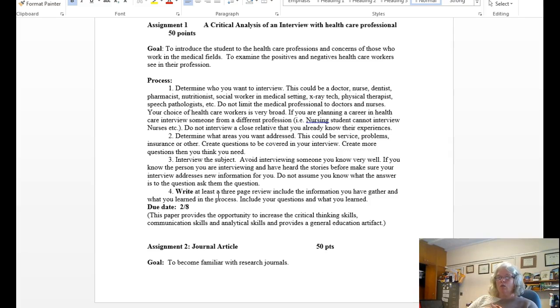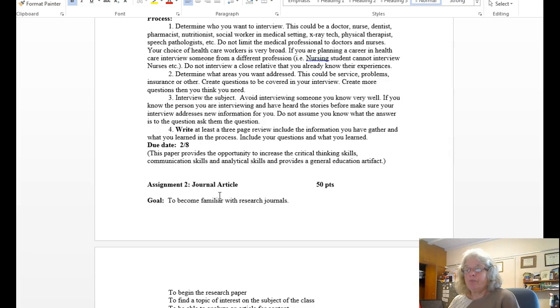You need to walk in with a number of questions related to what they do, what problems they face with insurance, how they work with people, what they've learned in this, and then you're to write at least a 3-page review of the information. I guess I've gone through that enough that we won't do a separate interview.